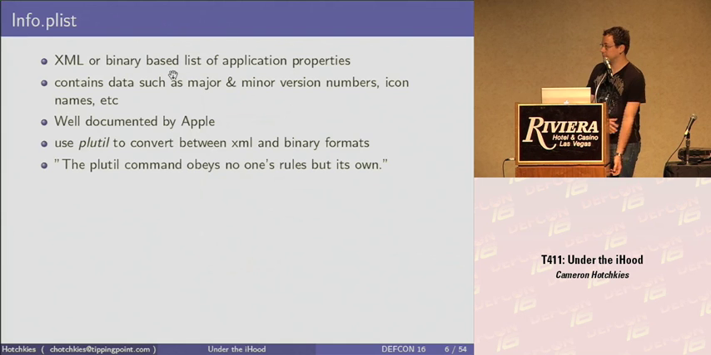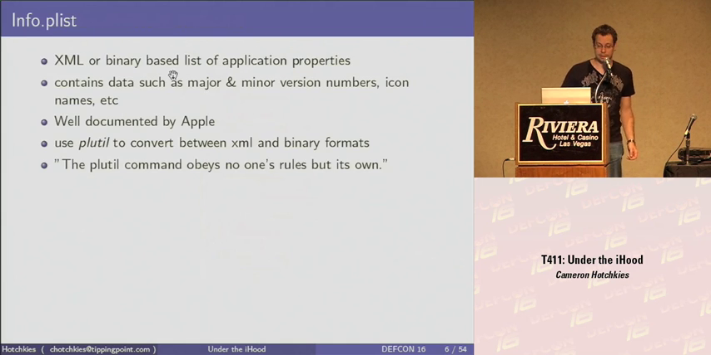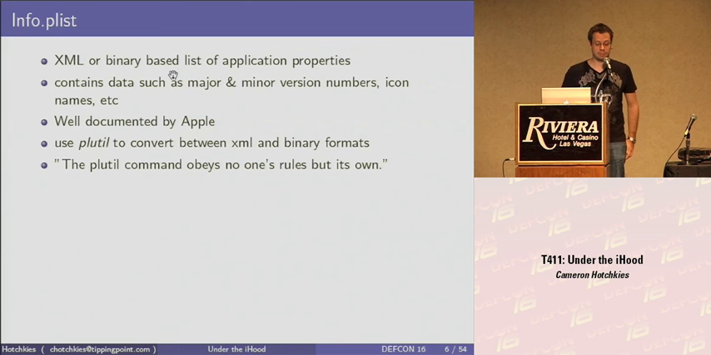So the Info.plist file, which you can see is right underneath PkgInfo. The Info.plist file is going to store a lot of the application-specific properties. It has data such as the version numbers, icon names, anything supporting that you might want to change really quickly without having to recompile the binary.